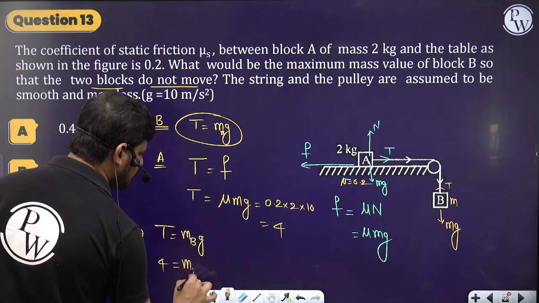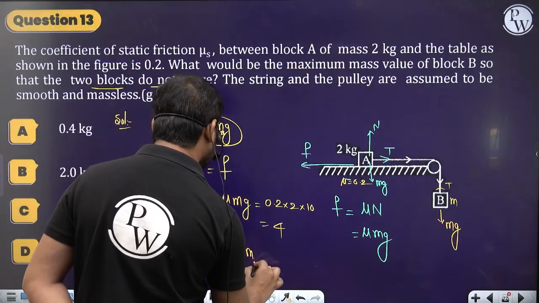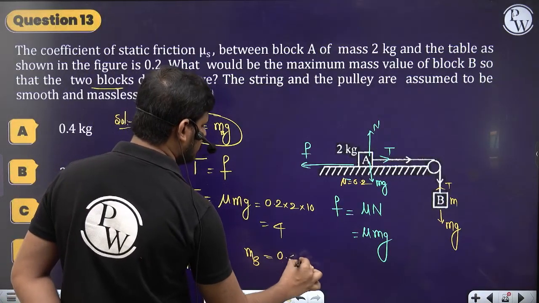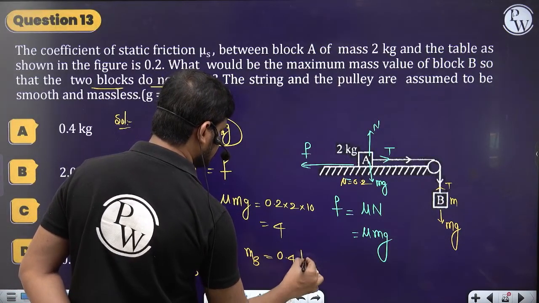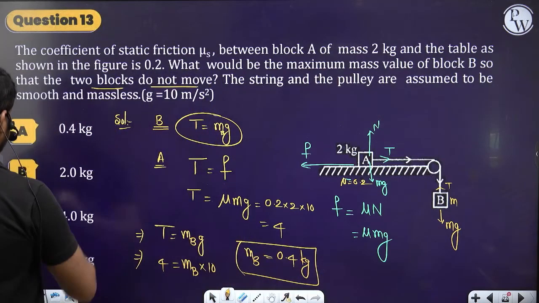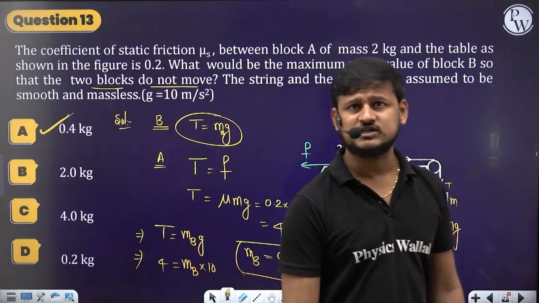So mass of the block B is mb into g, where g value is 10. So from here mb is equal to 4 by 10, which is nothing but 0.4 newtons. Sorry, mass, right? Kg. So 0.4 kg. Option A is the correct one, guys. Clear? Understood the concept?